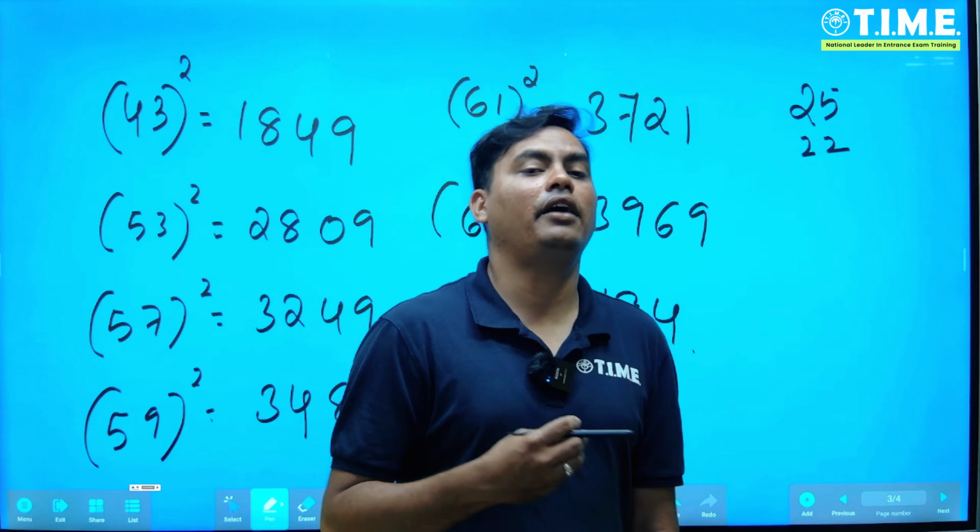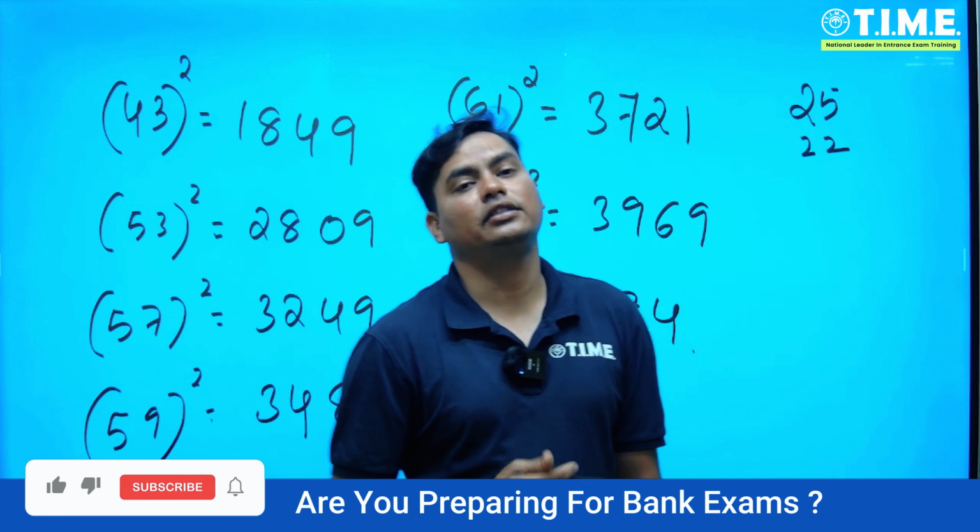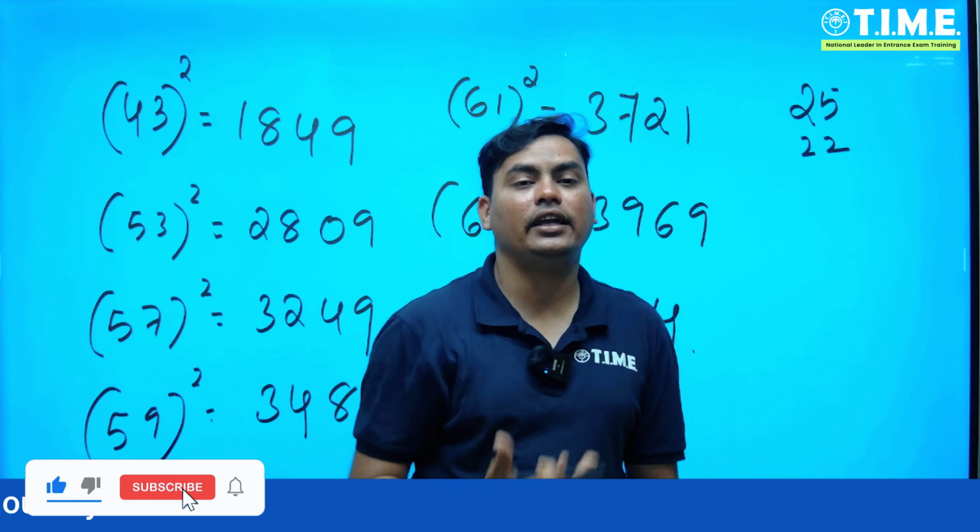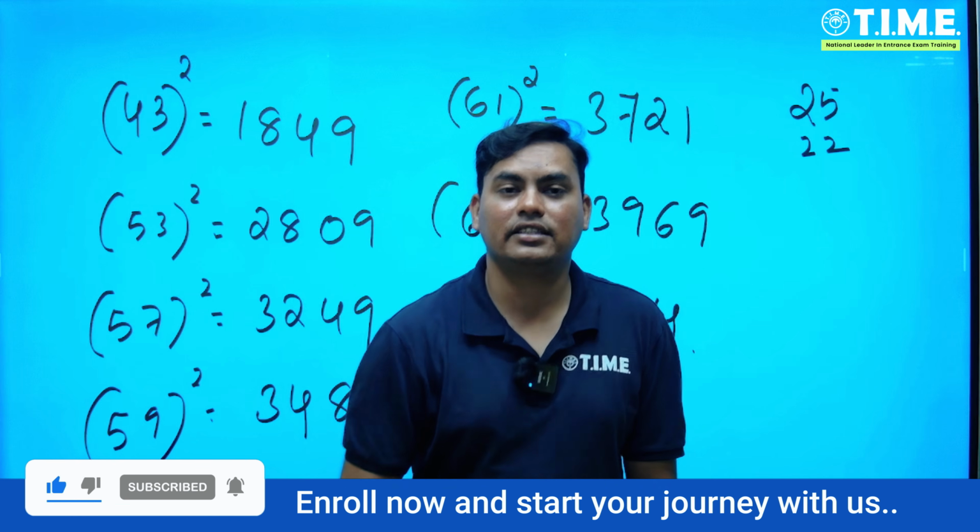Okay. So this was the method of finding the squares now. You might be having a doubt. Sir, what if it is more than 80, more than 90 and all? That we will discuss in the next session.